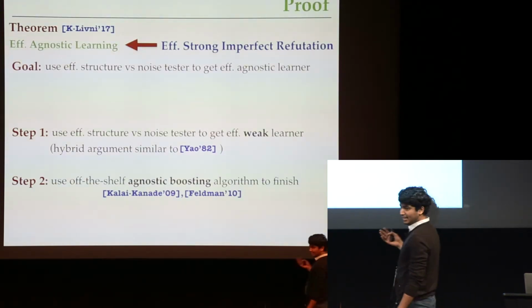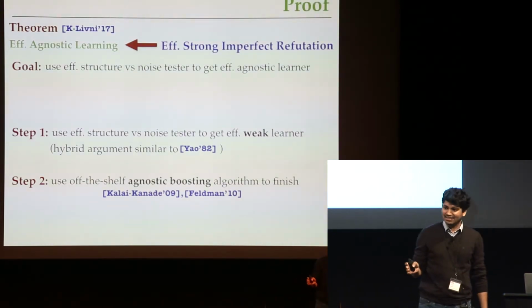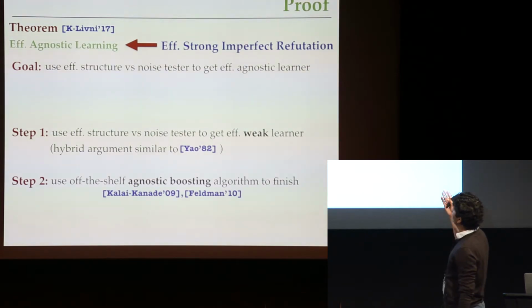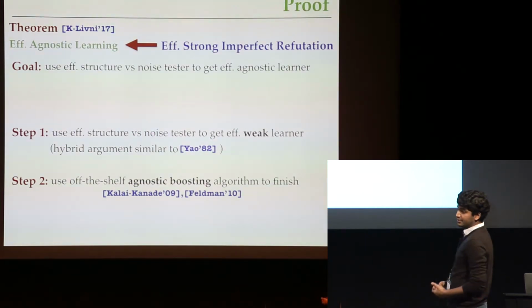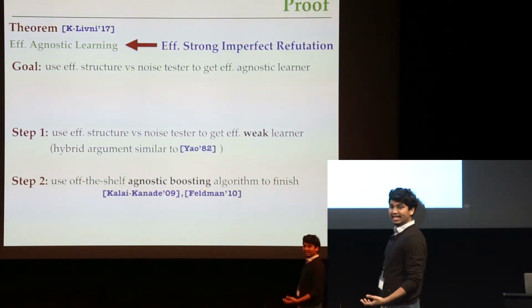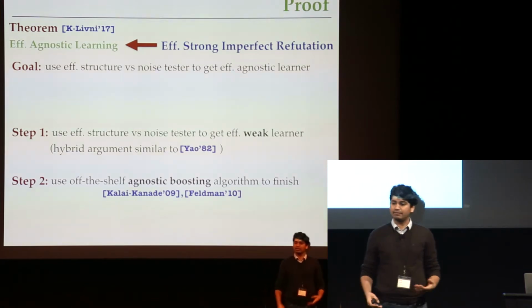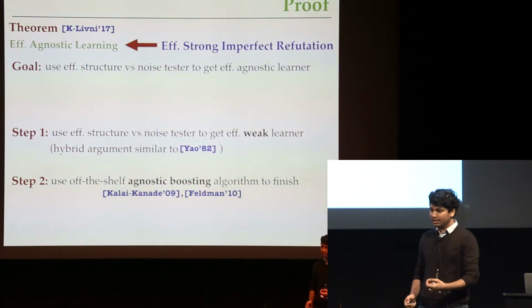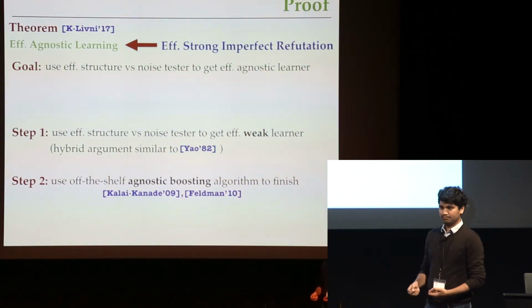So we already saw that in some sense one direction is easy. So really we are looking for proving the following claim, that efficient, strong, imperfect refutation implies efficient agnostic learning. Okay? So in some sense, what do I want to do? I want to take a structure versus noise tester or a refuter, okay, and convert it into a learning algorithm. Right?